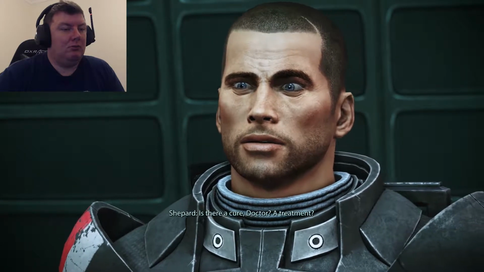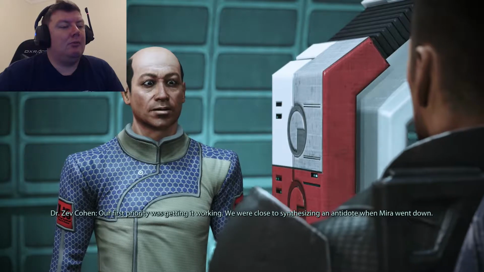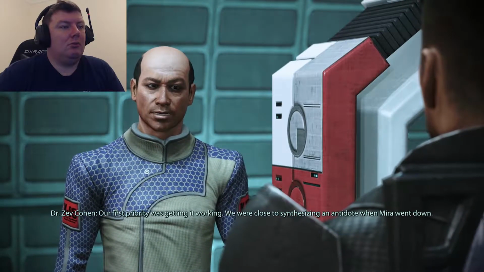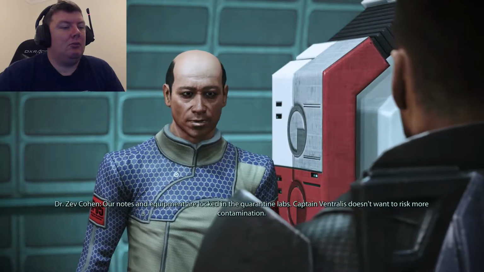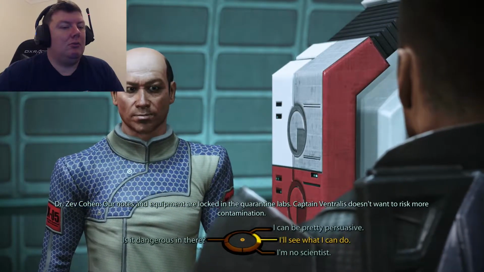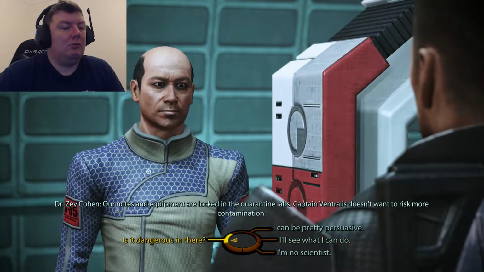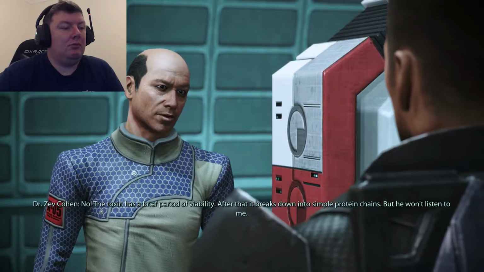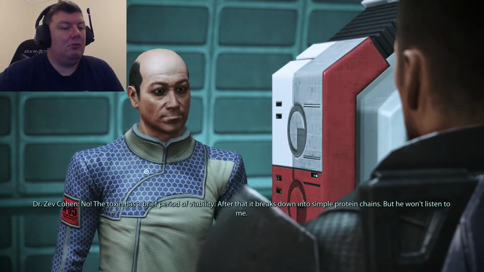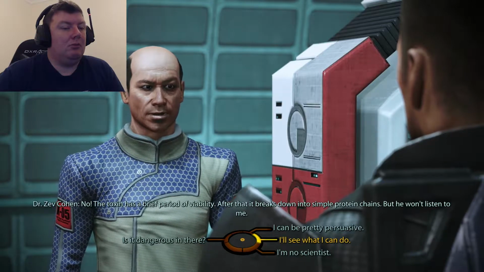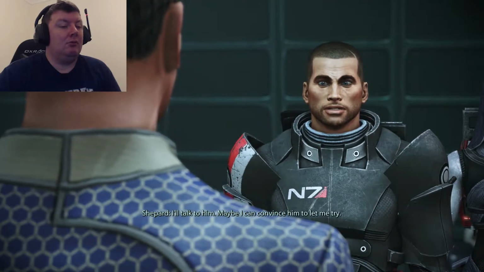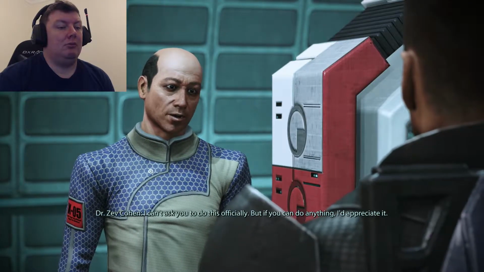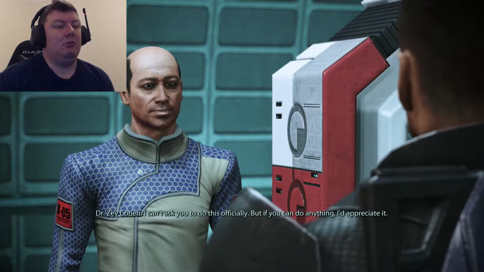Is there a cure, Doctor? A treatment? Our first priority was getting it working. We were close to synthesizing an antidote when Mira went down. Our notes and equipment are locked in the quarantine labs. Captain Ventralis doesn't want to risk more contamination. Is he right to keep people out? No, the toxin has a brief period of viability. After that, it breaks down into simple protein chains. But he won't listen to me. I'll talk to him. Maybe I can convince him to let me try. I can't ask you to do this officially, but if you can do anything, I'd appreciate it.